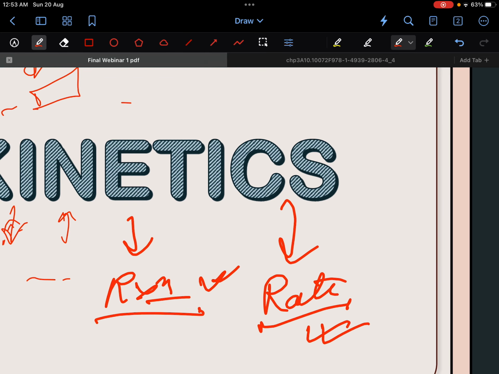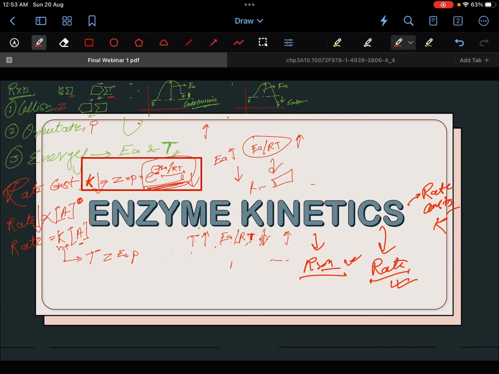And then there is the rate constant, K. The equation of K I already told you, is derived from the Arrhenius equation. It is dependent on three parameters: collision, orientation, and energy, that is activation energy and temperature. That is the Arrhenius equation. And many times Z and P together are said as A, that is the frequency factor.